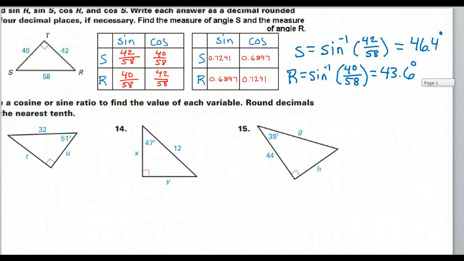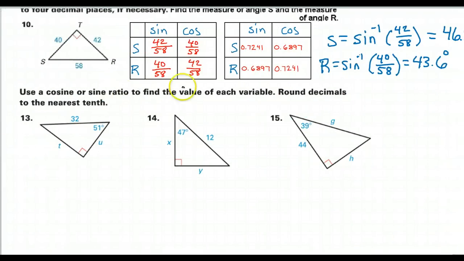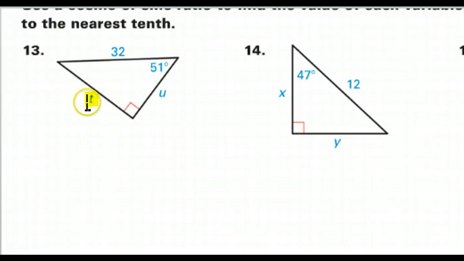Okay, so number 13. Now we're going to find these variables. It says sine or cosine, but feel free to use tangent as well. Use your common sense. Say if I want to find t, and of course I need to use my 51 degrees and my 32. Which trig function am I about to do? Well, this is opposite and hypotenuse, that is the sine function. So I would do sine 51 is equal to t over 32.